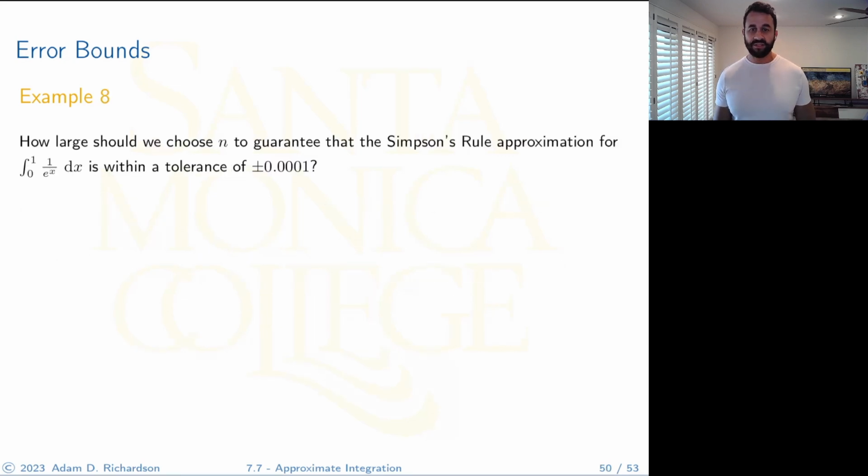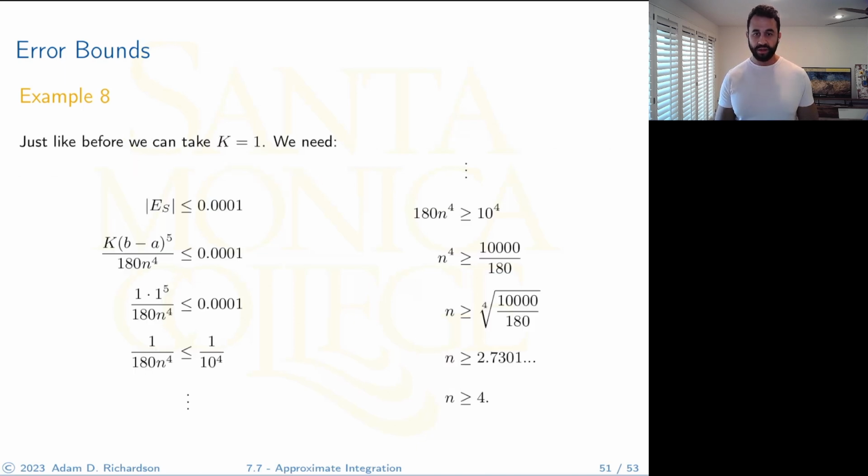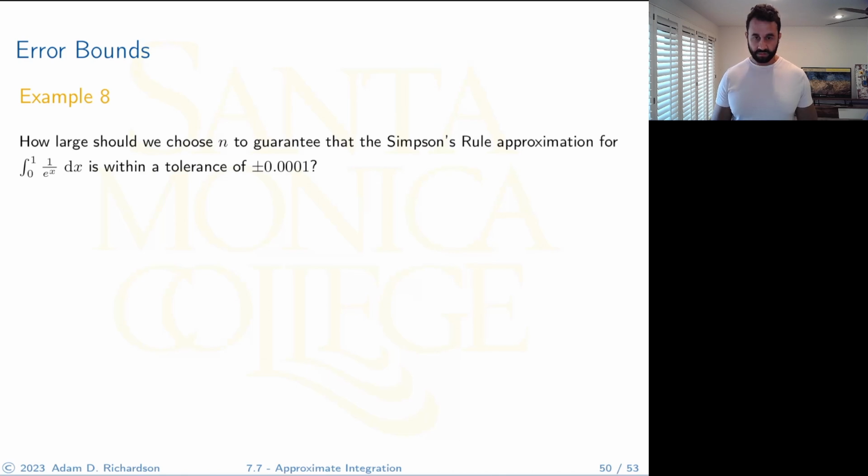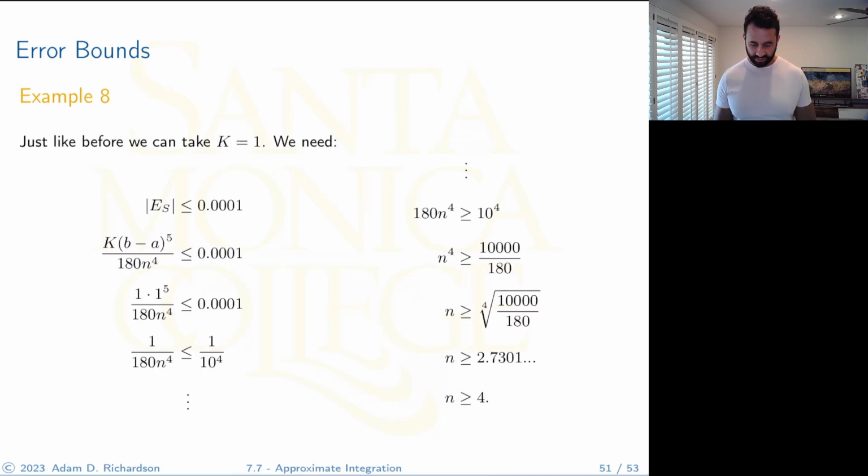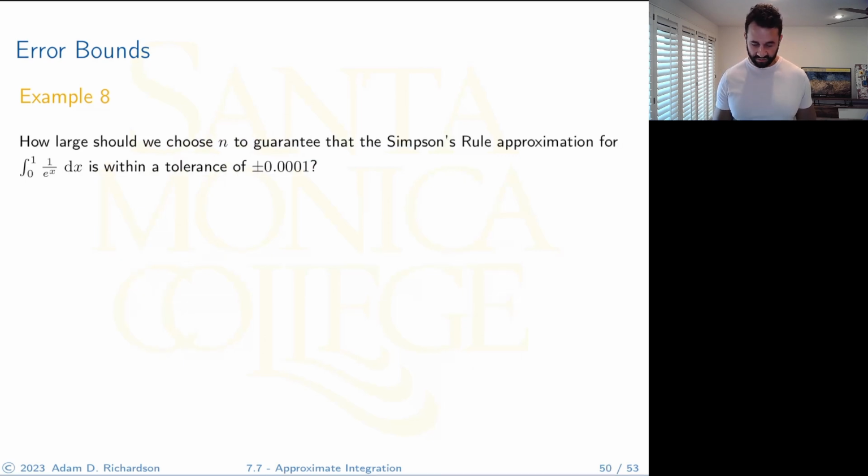Okay, so now let's do the same thing as we did before. Now we're going to use Simpson's rule to approximate this. And we want to know how many subintervals we need so that it's within a tolerance of 0.0001. Oh yeah, I say it right here. So just like before, we can take k equals 1. The reason for that is when you compute the fourth derivative, let's see what we get. Let's just do it real quick.